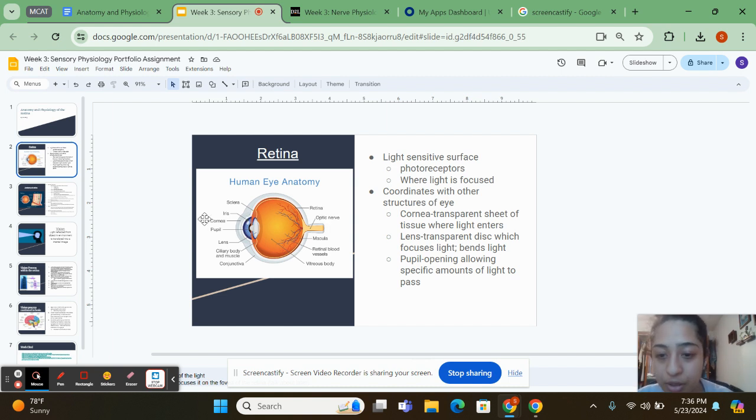The first place where the light shines onto is the cornea, a transparent sheet of tissue where the light will enter, and the light will bend only slightly here. Then it will go to the lens, where the light will bend a lot. This is a transparent disc which really focuses the light onto a part of the retina called the fovea, which I'll talk about later. Then we have the pupil, which is that dark spot seen over there, in the center of your iris. The iris is a muscle that allows for the pupil to open and close, allowing different amounts of light to enter, and the iris does this by contracting or relaxing.